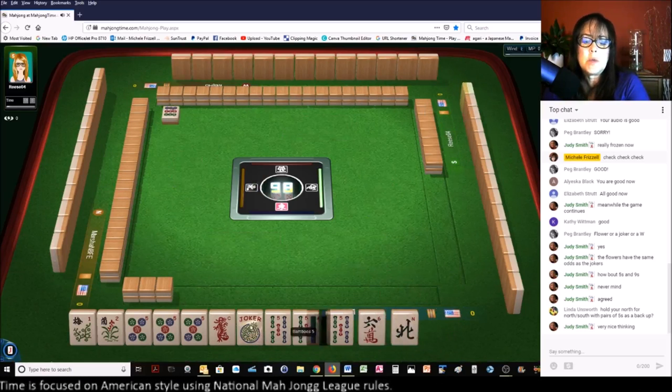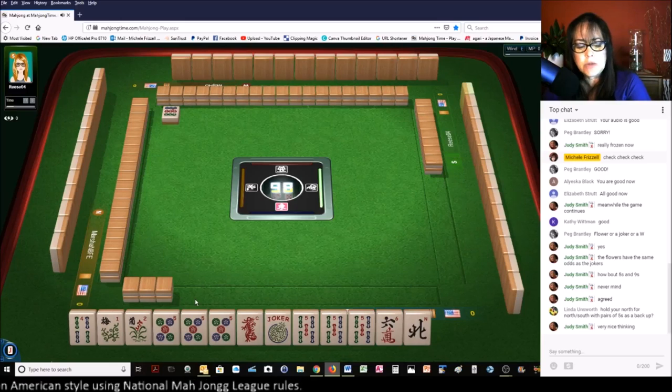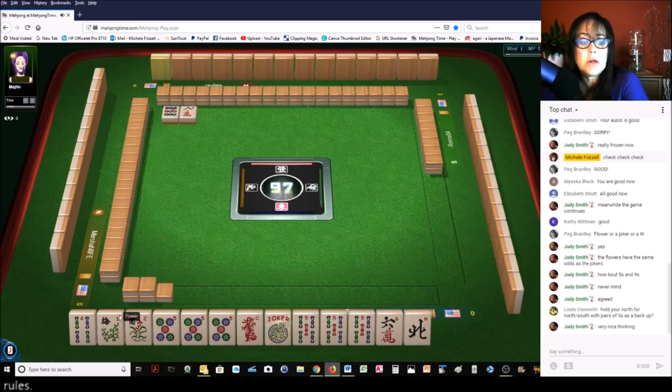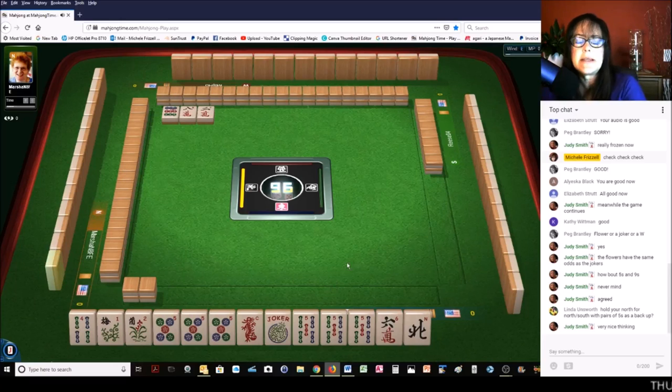Now, if we get 4 dots, we could switch to consecutive run pungs. 4, 5, 4, 5 and 2 suits. I want to hold that 4. 2 characters. But I do think like numbers is going to be the strongest option right now.